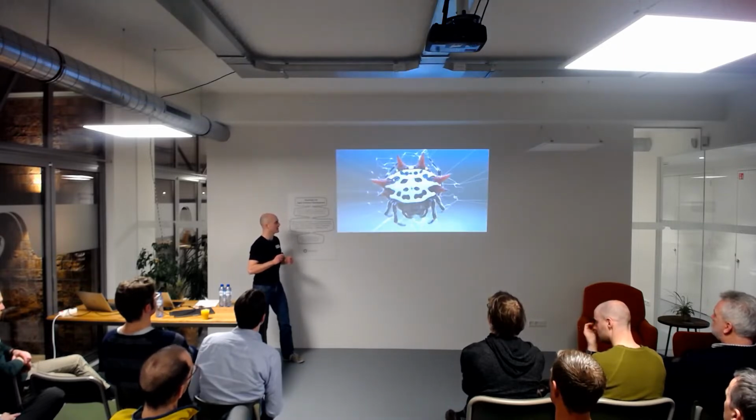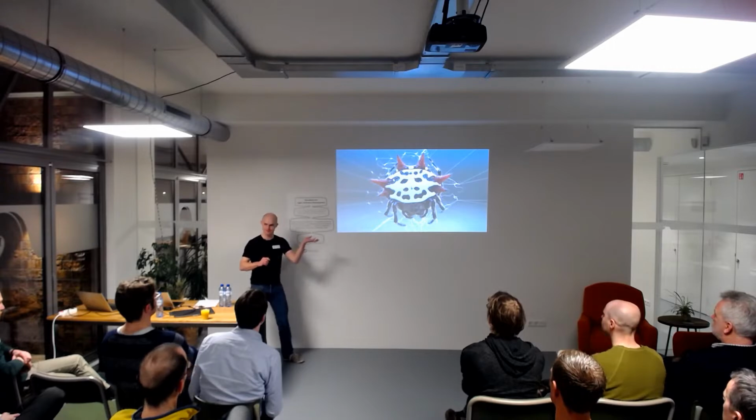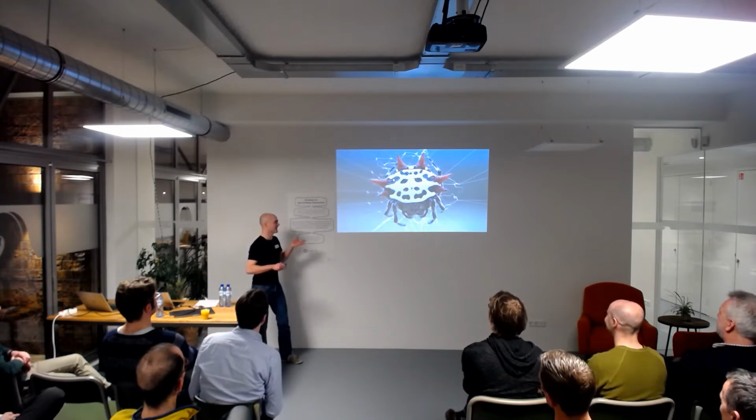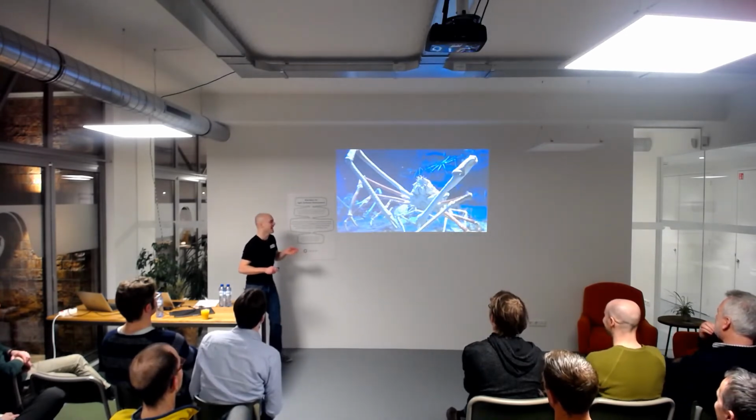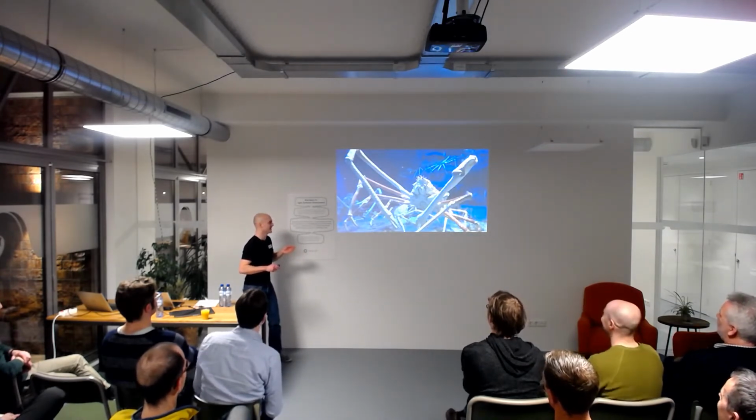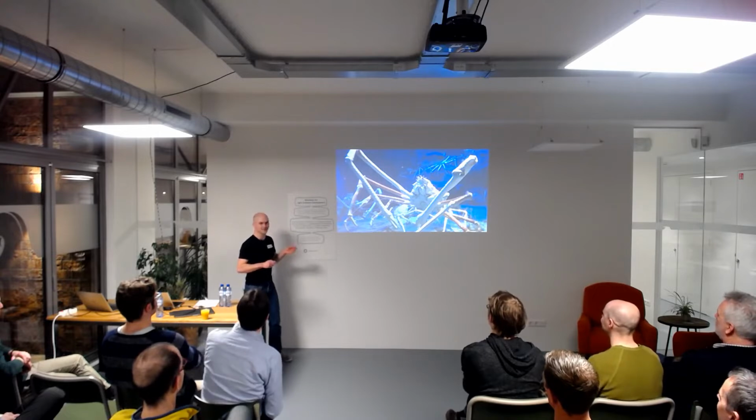So the mascot of Rust is a crab, and the mascot of the web is a spider. So this is a crab spider. But of course, we don't want a crab spider. We want a spider crab. So how does this spider crab look?